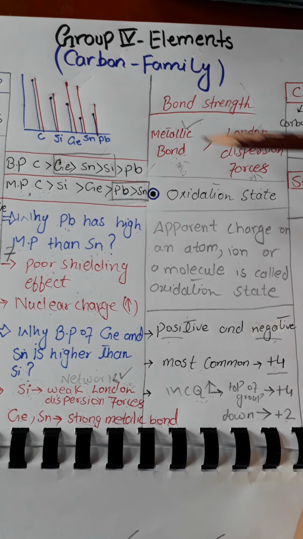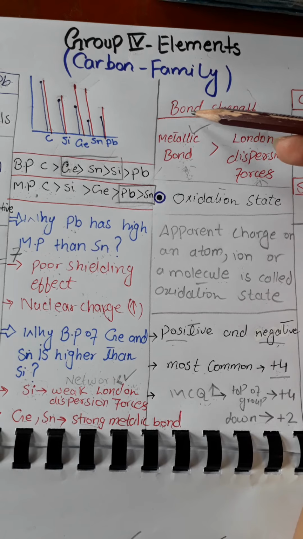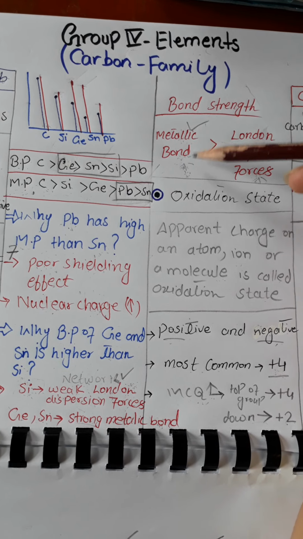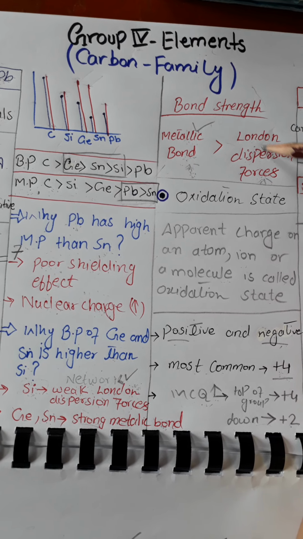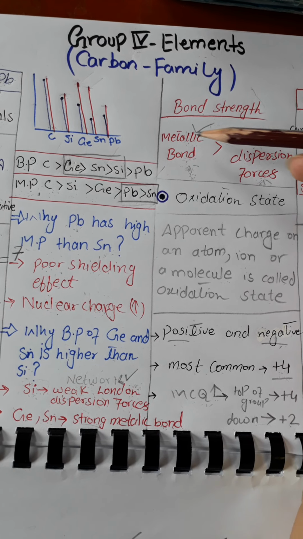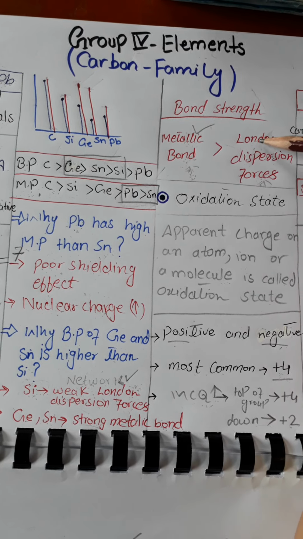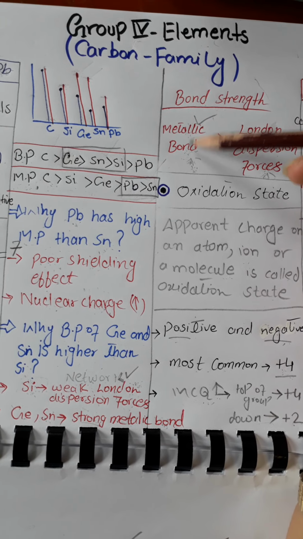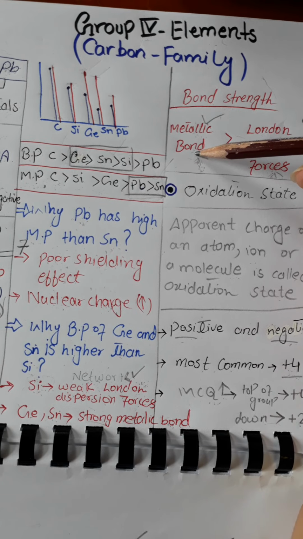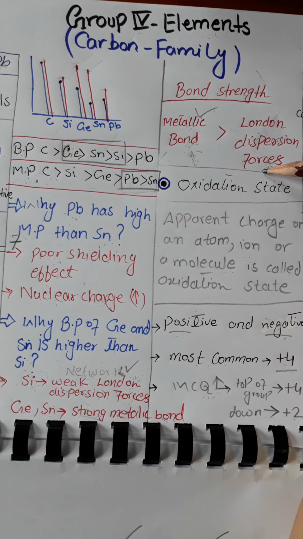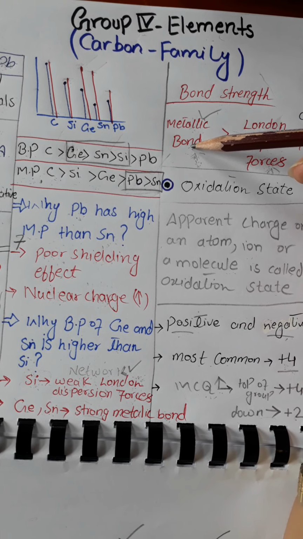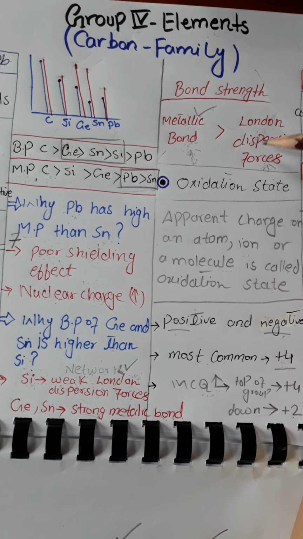Here is also the case where we can see a bond strength comparison between two different kinds of forces: one is the metallic bond and the other is the London dispersion force. You can see clearly that the metallic bond is stronger than the London dispersion force. So the metallic bond will require more temperature for its breakdown than the London dispersion forces. That's why compounds containing metallic bonds have higher melting and boiling points than those with London dispersion forces.